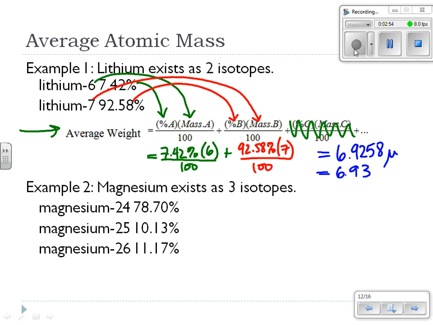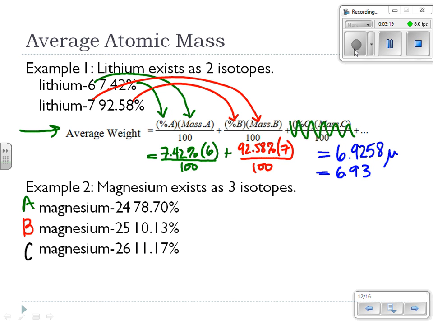Okay, so let's try magnesium. I will set it up for you. So again, you're going to do the percent, so we'll call this A, we'll call the second one B, and we'll call the third one C in black, and let's see if you can do it. So if you think you know how to do it and calculate the average atomic mass, then go ahead right now. If not, you can keep watching the video and copy it down as I go.